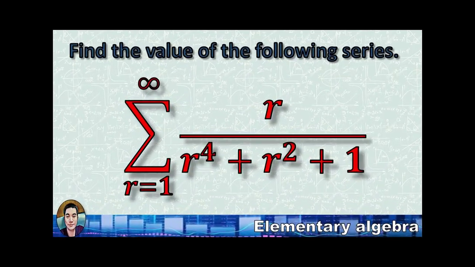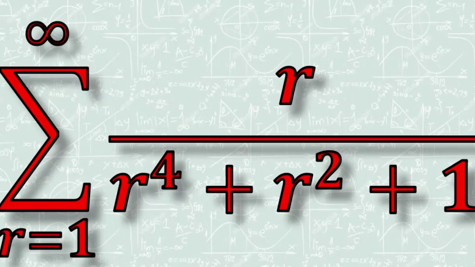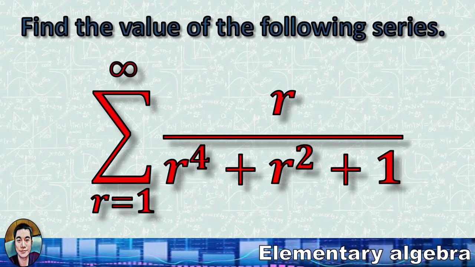So for today, we are going to find the value of the following series. That is a summation of r over r to the power 4 plus r squared plus 1, where r starts from 1 all the way to infinity. Please have a good try before you look at the answer.